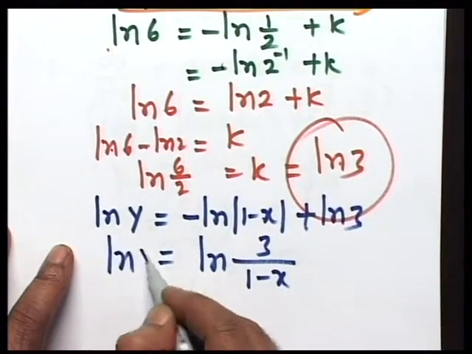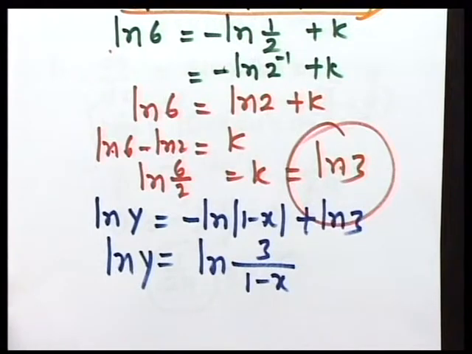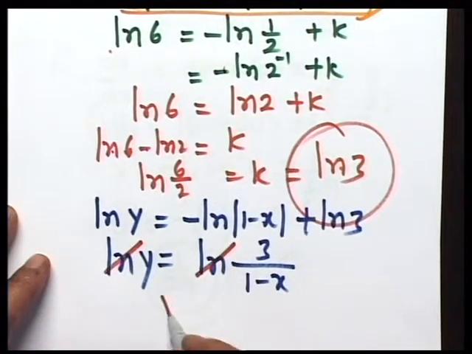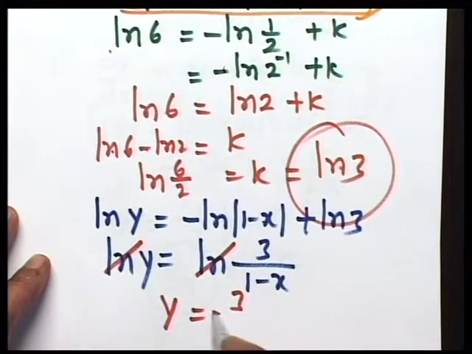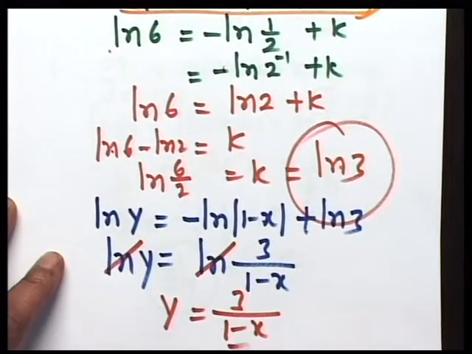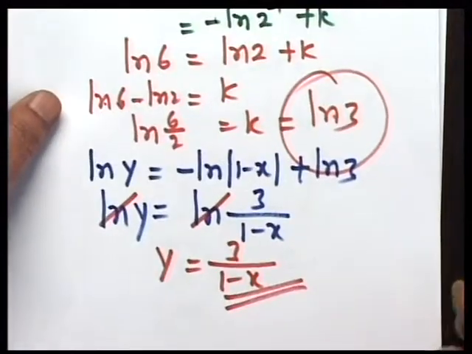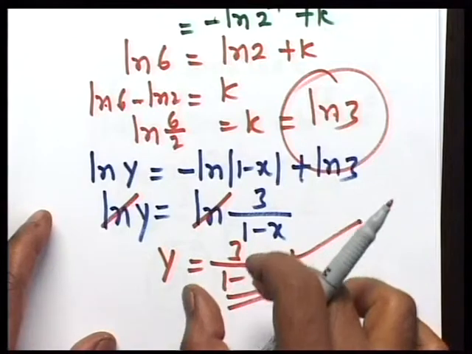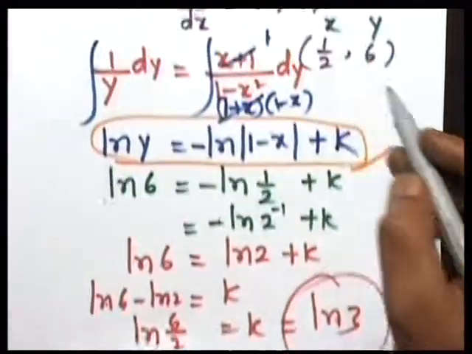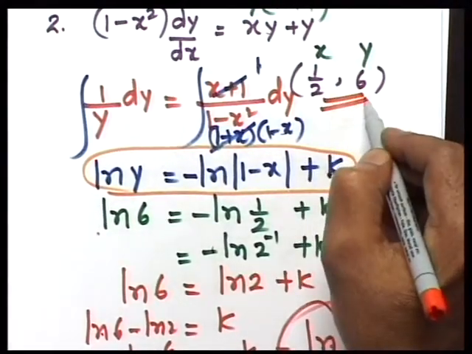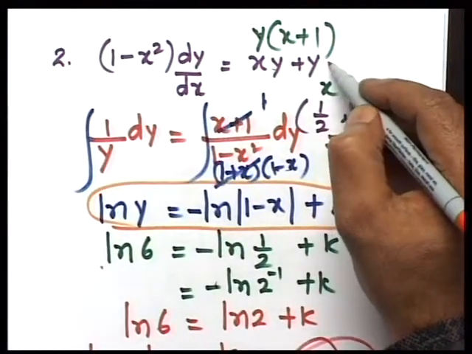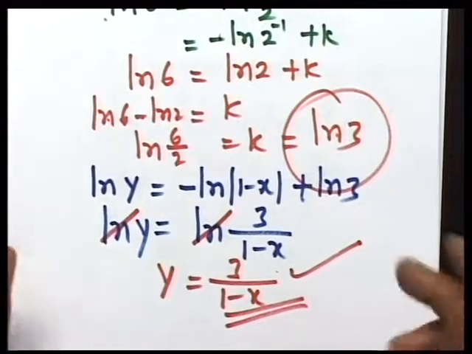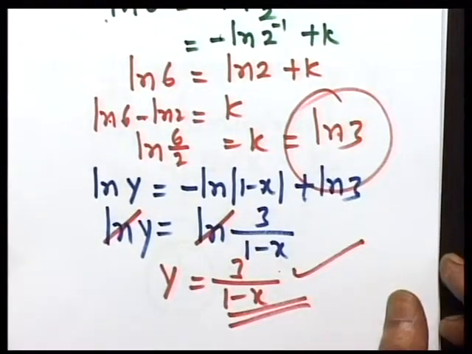Left hand side is ln y. Because both sides are ln, either you transfer ln or simply cancel them, we get y is equal to 3 divided by 1 minus x. Okay, so that should be the final particular solution with respect to the given initial condition of that differential equation. This simplification is very important for you to do.